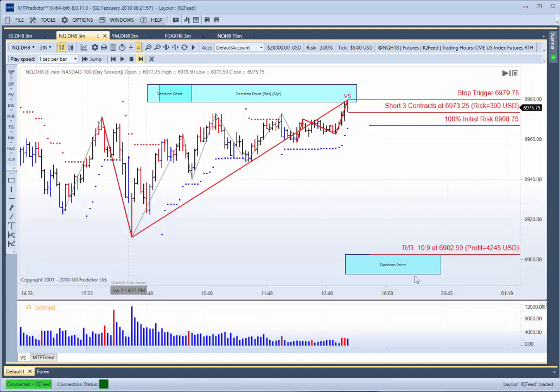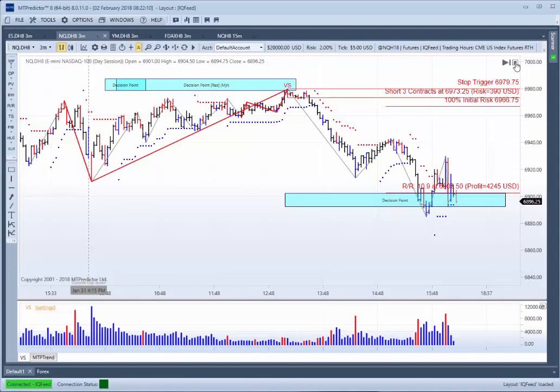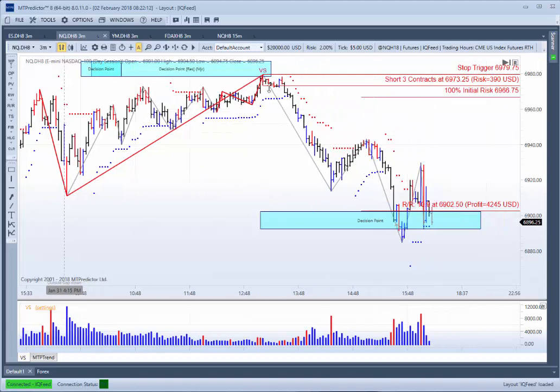And here, if the market reaches this potential profit target, the profit would be almost 10.9, or almost 11 times greater than the initial risk. If I turn trading mode off, you can see that's exactly what happened. You see, the market then came down, made a little retracement back up, went back down again and reached that profit target a bit later in the day.